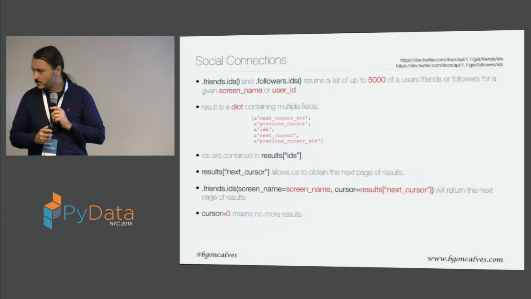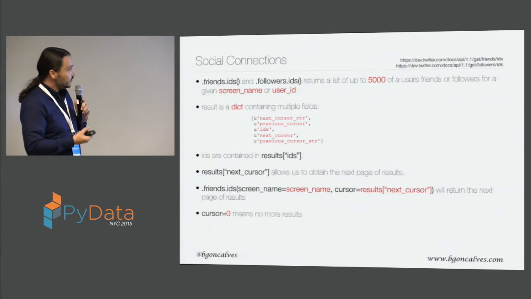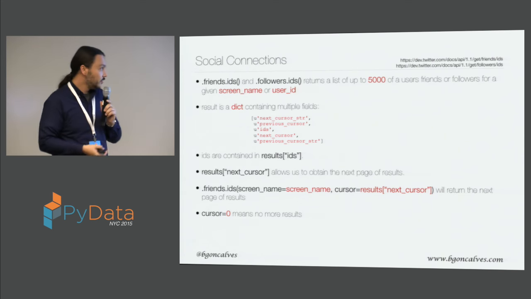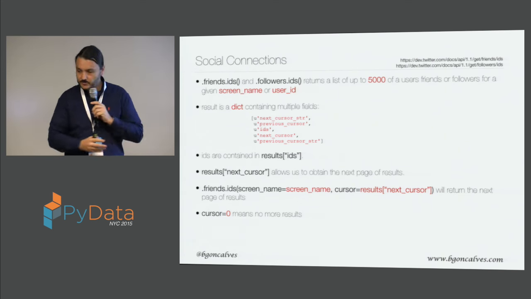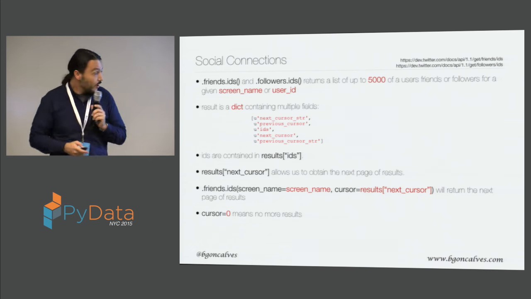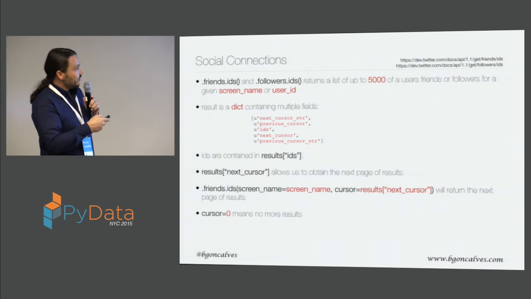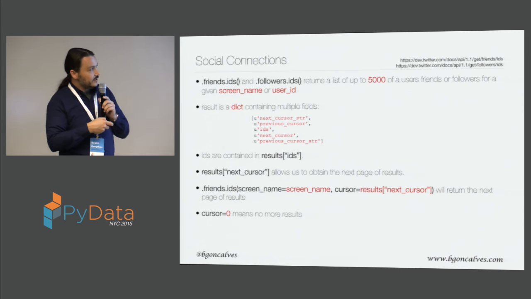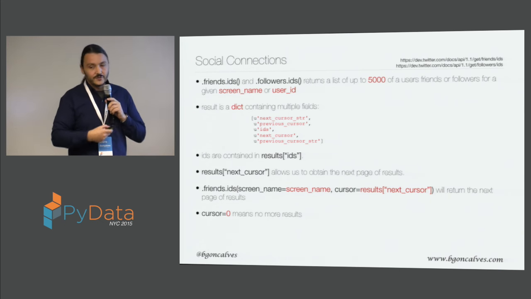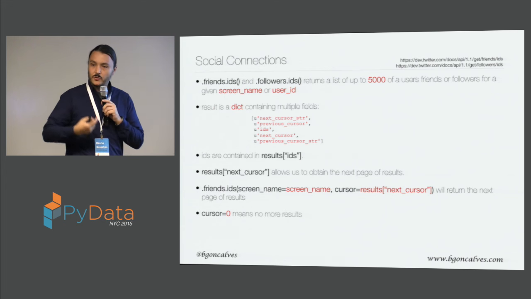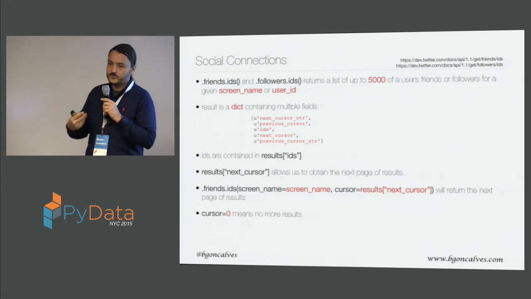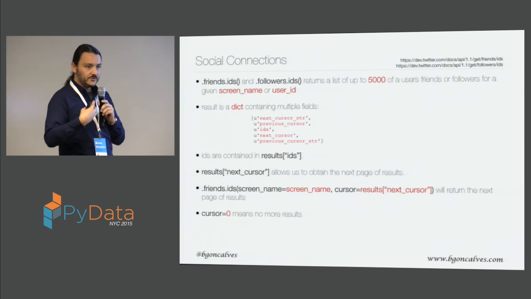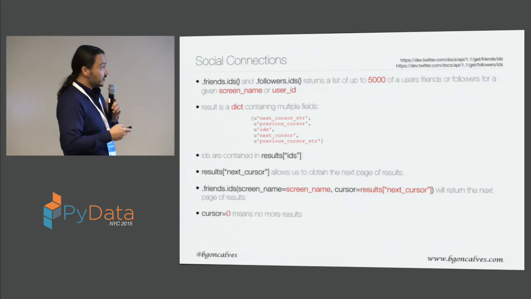So moving on. You can also look for social connections. You can look for the friends and the followers of a user. Here I'm going a little bit faster because it's not the main topic, but it's interesting to know. You can get the friends IDs and the followers IDs. These methods are particularly interesting because you can get up to 5,000 user IDs very quickly. So it won't give you any information about those users. It will just give you the numeric IDs of those users. Right? So if you just want to know who this user is following, you can do this very quickly.